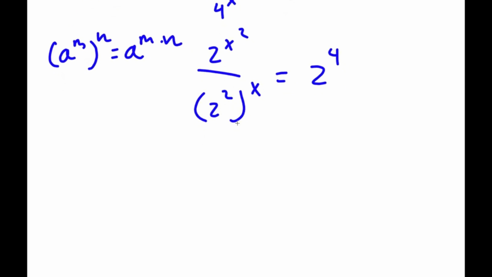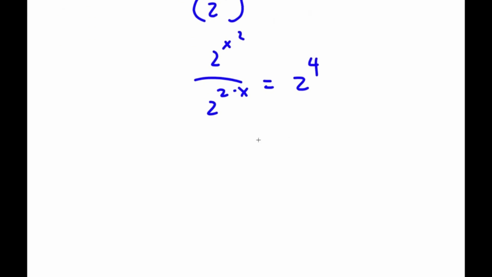So 2 to the power of 2 to the power of x, that's going to equal 2 to the power of 2 times x. And 2 times x is 2x, so now I have 2 to the power of x squared over 2 to the power of 2x is equal to 2 to the power of 4. And now, as you see, all my bases here are 2. So now this actually makes it much easier to solve.